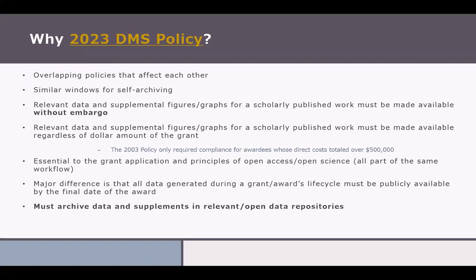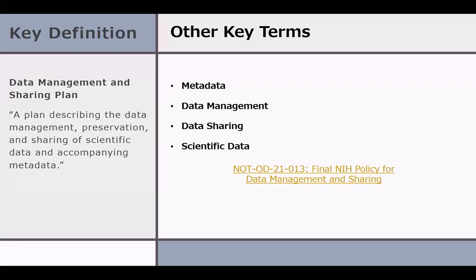The major difference between the two policies is that all data or supplemental information generated from a grant must be publicly available by the end of the award's life cycle and archived in a data repository. At this link at the top of the slide, you would find the NIH's recommendations for data repositories. Some key terms that are outlined in this policy: I'll just share the data management and sharing plan, quote, a plan describing the data management, preservation, and sharing of scientific data and accompanying metadata. You might ask what any of those terms mean, and you'll find them explicitly outlined at this link on the right, but the terms we're looking for are metadata, data management, data sharing, and what constitutes scientific data.